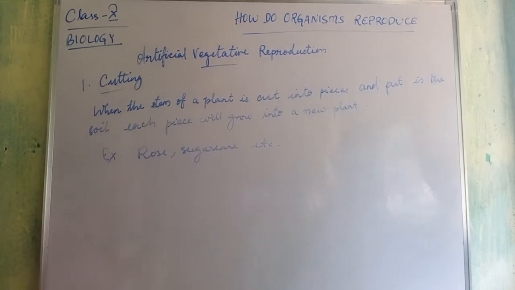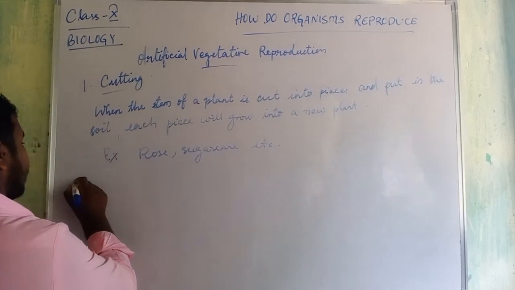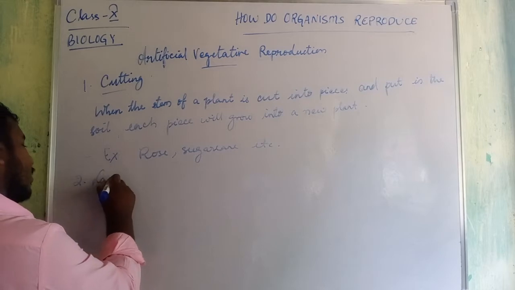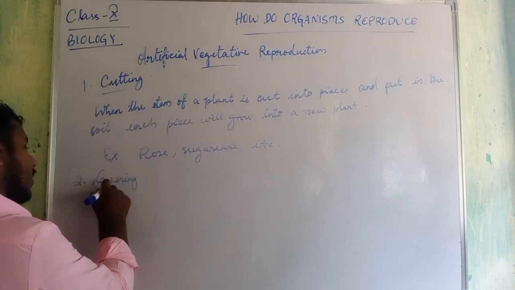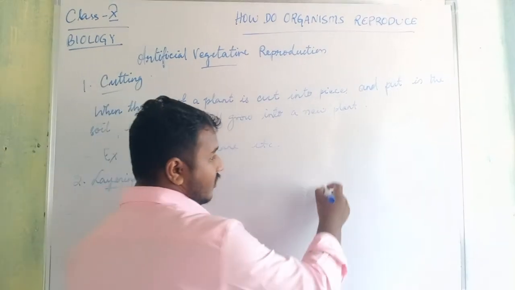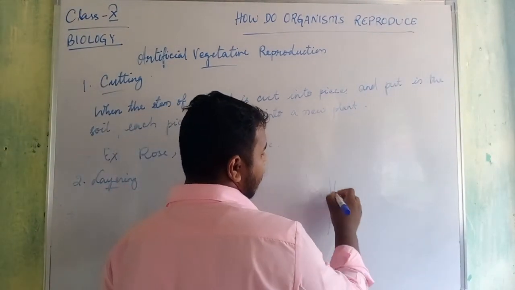Okay, next is your layering. This is a common thing when a tree is growing. Okay, suppose a plant is growing like this.